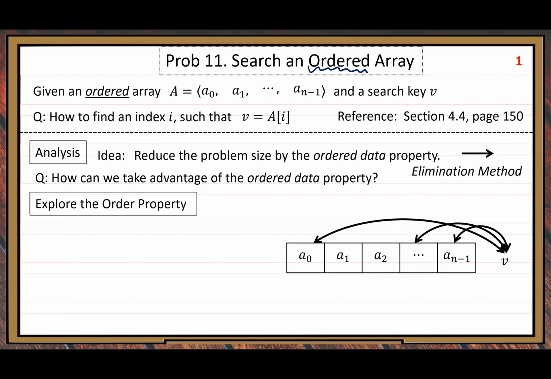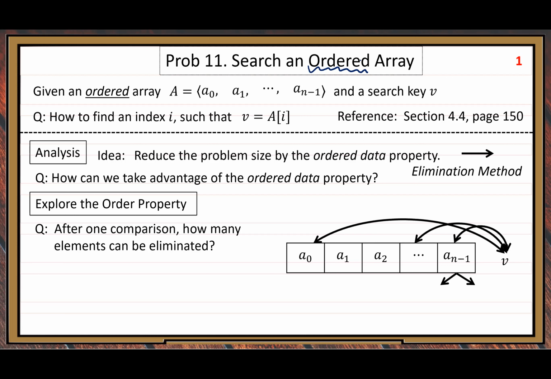All right. Question: after one comparison, how many elements can be eliminated? That's the elimination method we are using in this situation. All right. Let's look at the first special case, when we compare V with the last element A sub n minus 1.